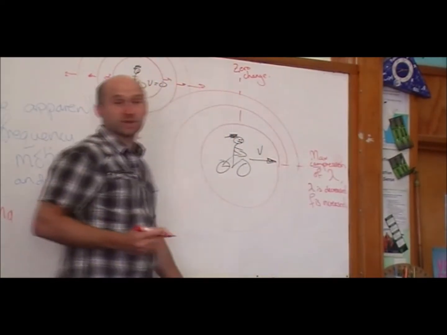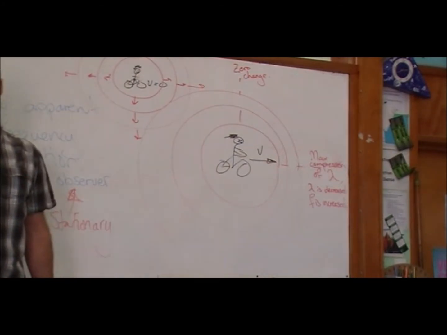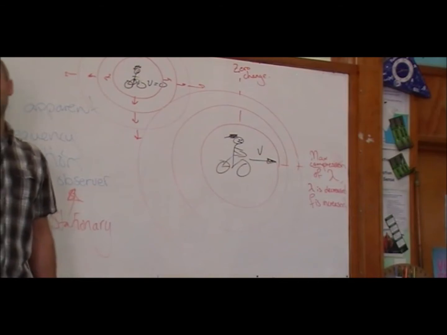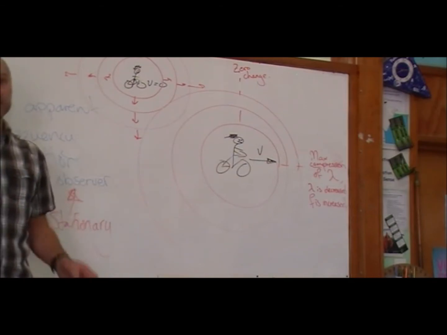The key thing to think about is whether there is any velocity towards or away from the observer. Is the source velocity towards or away from? No matter how fast the source is moving, if it's not moving towards you or away from you, if it's just going past you, you're not going to observe any change in frequency.